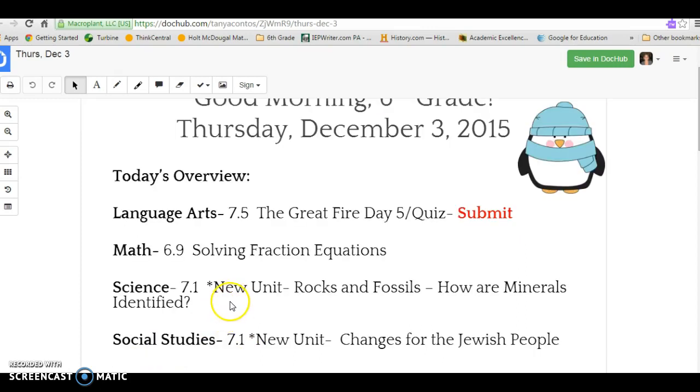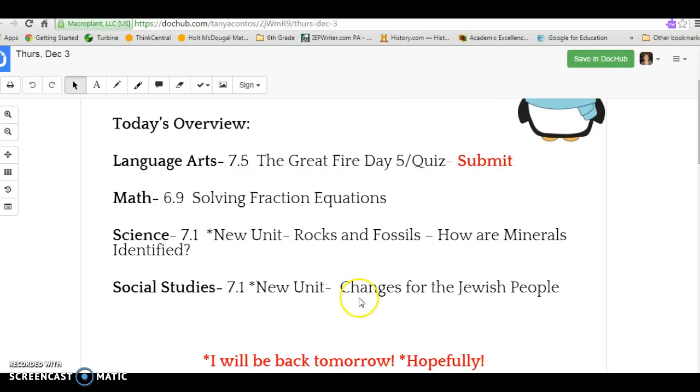In science today, it's your new unit on rocks and fossils. Today's lesson specifically is about how minerals are identified. So please make sure you do your lesson for today. In social studies, you also have a new unit, Changes for the Jewish People. It's lesson 7.1. So please make sure that you complete the lesson in its entirety.